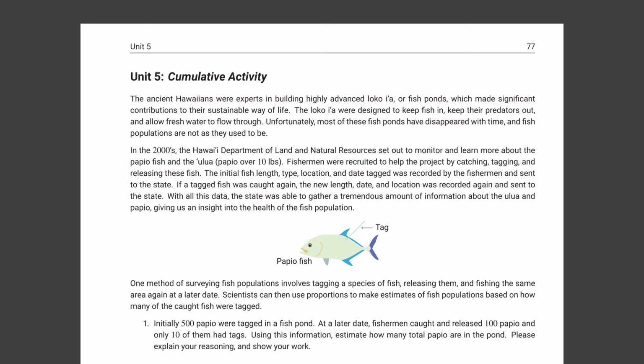Today, government agencies such as the Hawaii Department of Land and Natural Resources are needed to protect fish from going extinct. Since the 2000s, this agency has been monitoring papio and the bigger ulua fish. With the help of fishermen, these fish are caught, measured, tagged, and released back into the ocean. By recapturing these fish over time, we can get a ton of information about the health of the papio and the ulua population.